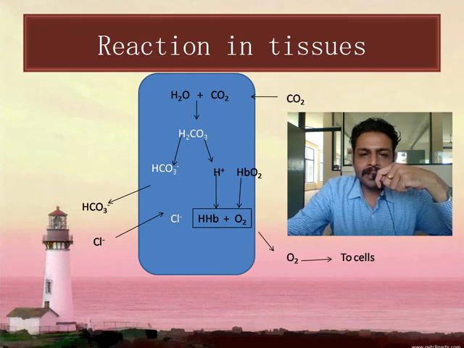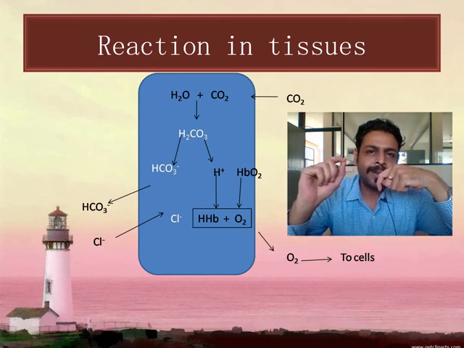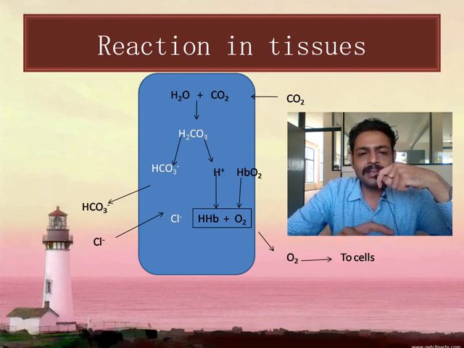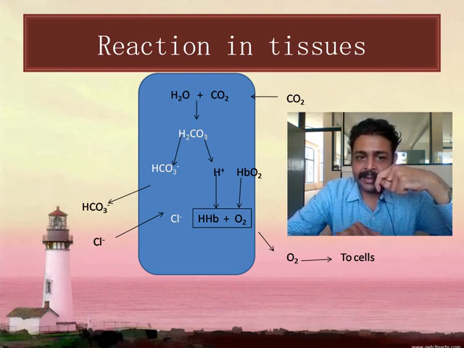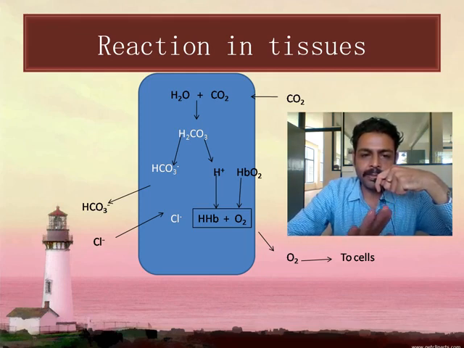See what happens in the tissues. At the tissue level, carbon dioxide production will be more. This carbon dioxide should be transported by the hemoglobin. So the carbon dioxide comes inside to the RBC. It joins with H2O to become H2CO3. This H2CO3 is carbonic acid. It divides into H plus and HCO3 minus. You forget about the HCO3 minus. Now we will concentrate on the H plus.